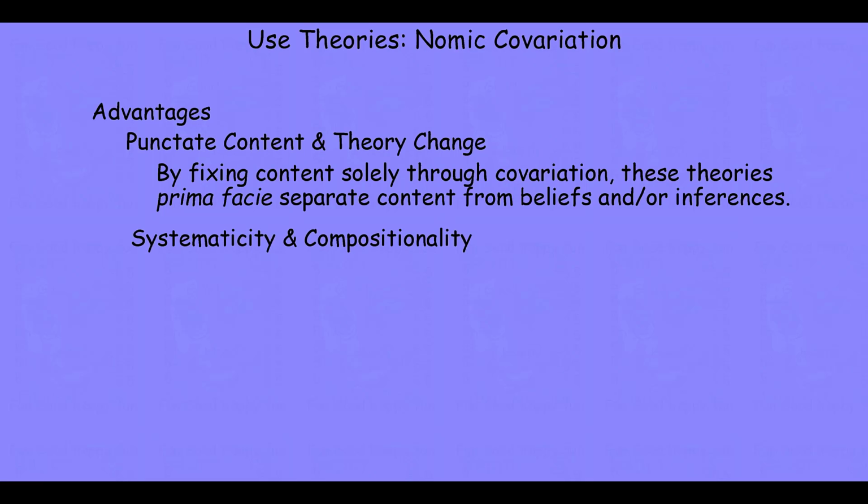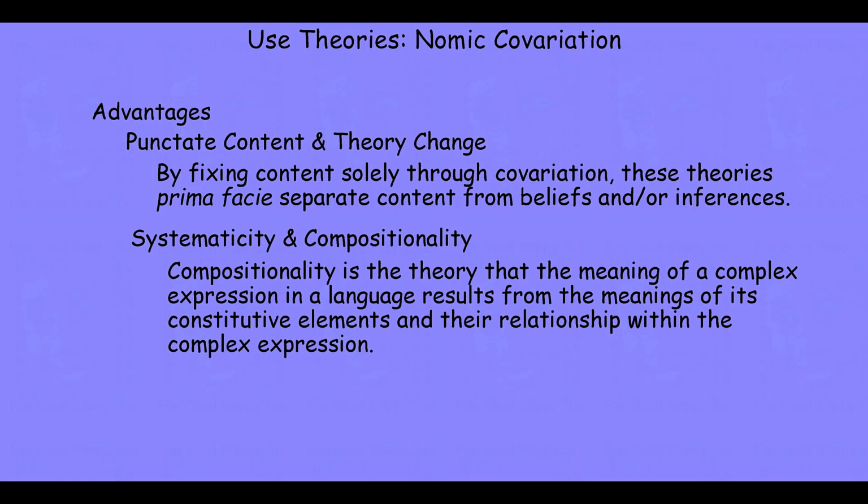A fourth advantage that is often claimed on behalf of gnomic covariation by its advocates is the claim that gnomic covariation underwrites the systematicity and compositionality that one observes in the nature of thought. Compositionality is the theory that the meaning of complex expressions in a language results from the meaning of their constitutive components together with the relationships within that complex expression. So, complex meanings are built from simple meanings.